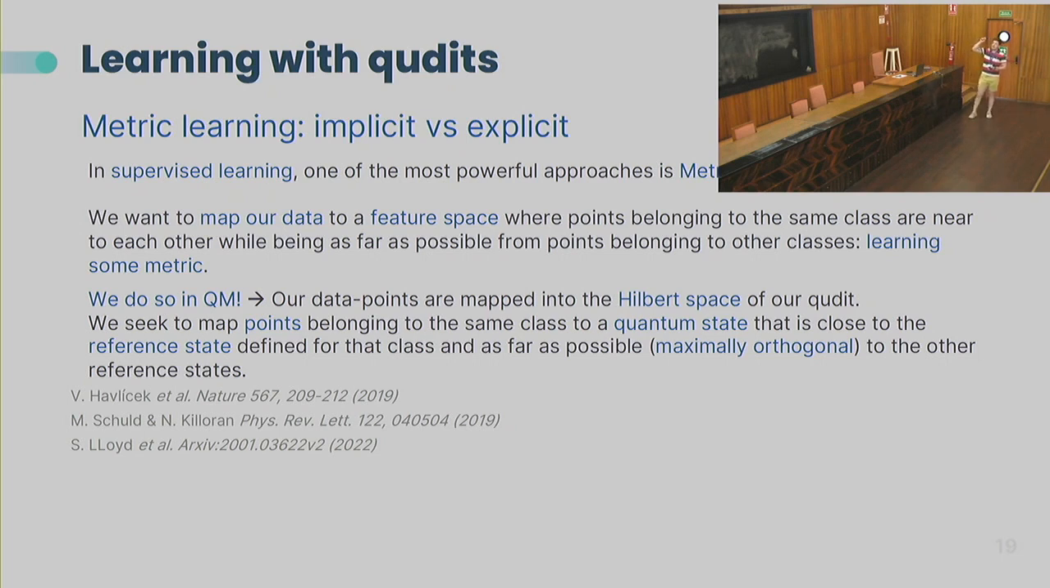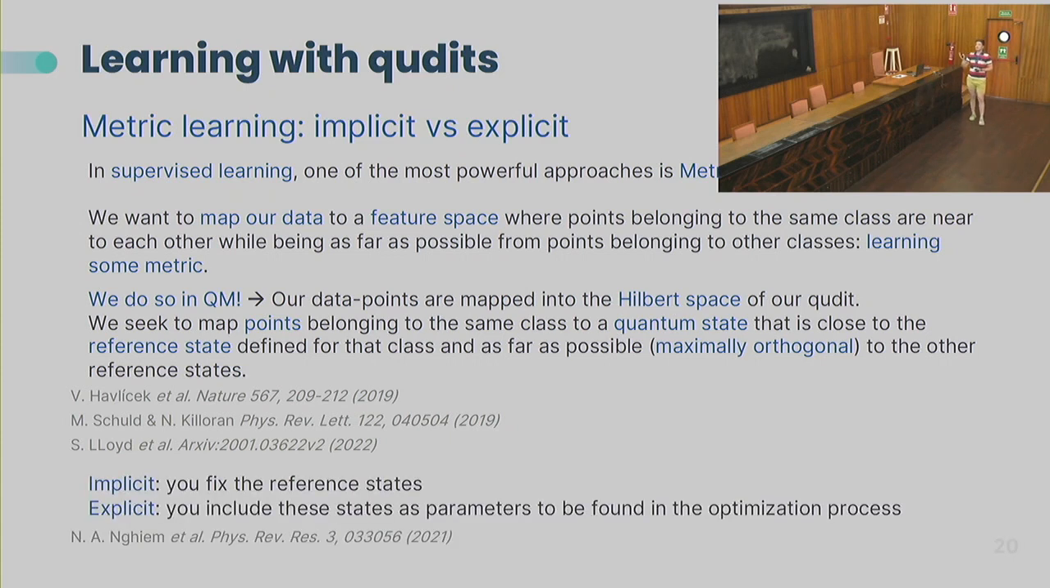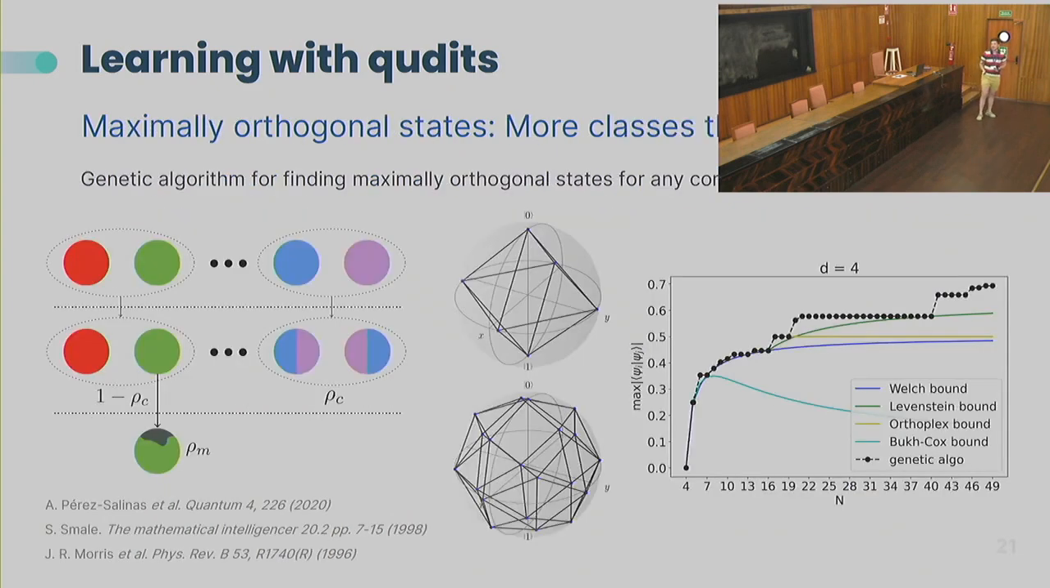We want to map our points to some quantum state that is close to a reference state. For each class, we are going to have a reference state that we want to be maximally orthogonal to the other reference states. In the literature, they discuss two methods, implicit and explicit. Well, you have two ways to proceed. You either fix these reference states, you know how to compute them, and you say, these are my reference states, or you leave these reference states as free parameters to be found by the algorithm.